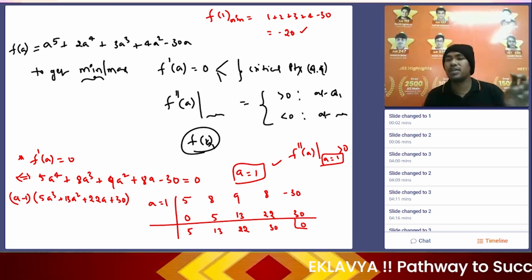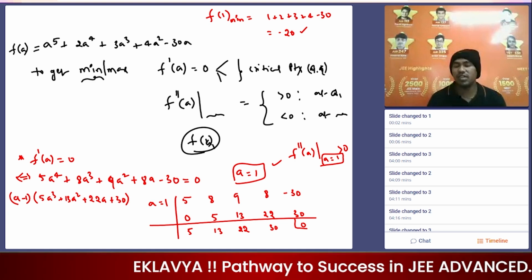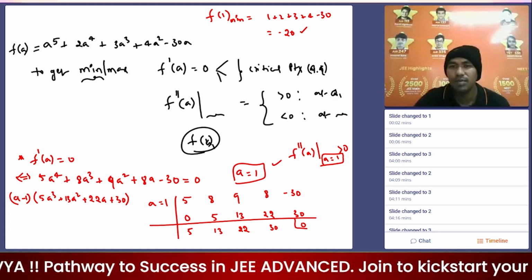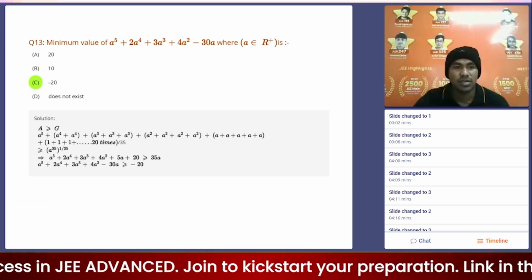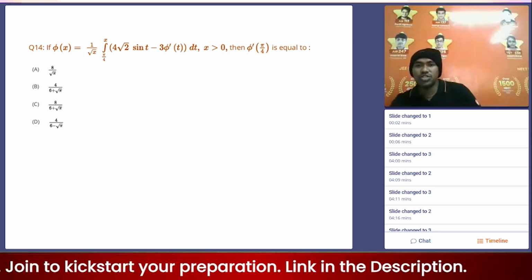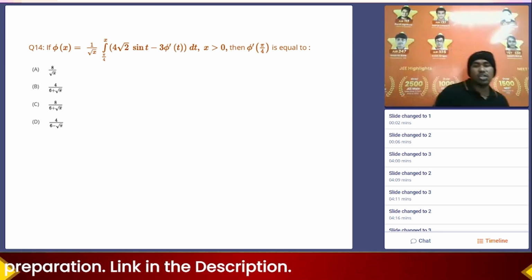See how simple it is. With the help of the second derivative test, we can easily identify the minimum value. Good. So we solved that question with the two methods. Next, question number 14.